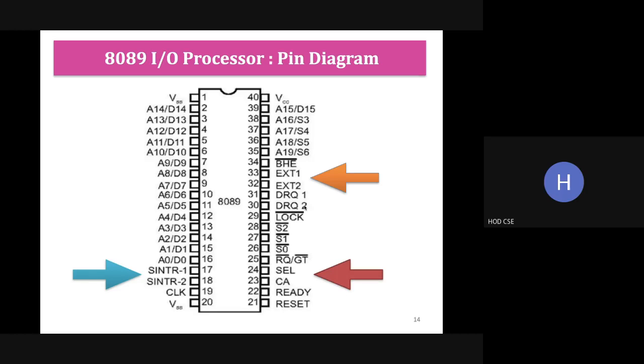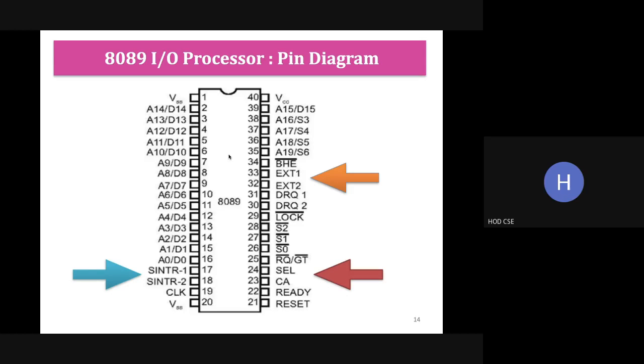So we have two signals, DMA request 1 and DMA request 2. And here EXT1 and EXT2 represent the termination of the data transfer. After transferring the data, after the task has been completed, that will be indicated by the EXT1 and EXT2 signals. Okay. So next we have the BHE signal, bus high enable signal, which is used to select the data from odd bank or even bank.